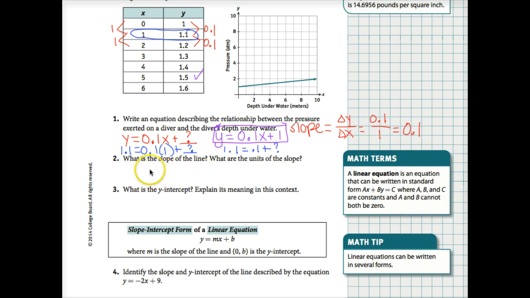So we know that the slope of the line is 0.1, or if we wanted to write it as a fraction, because normally we write them as a fraction, that would be 1/10, because that's how we read this number, is 1/10. What are the units of the slope? So it's asking me to put it kind of in real life terms. So remember that this is often written per. So in this case, we're getting 1/10 of our pressure measure per meter.